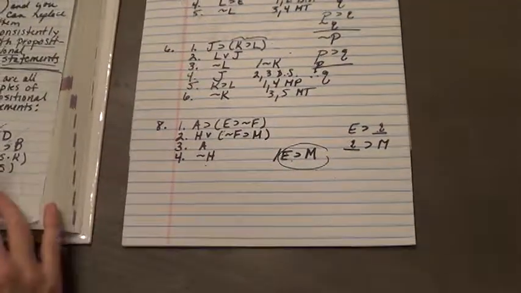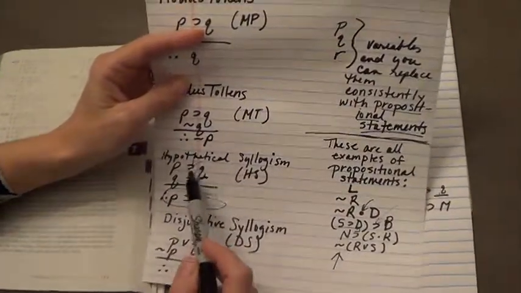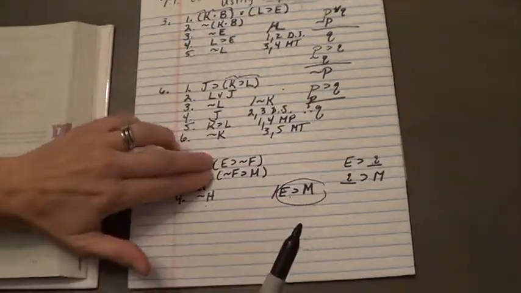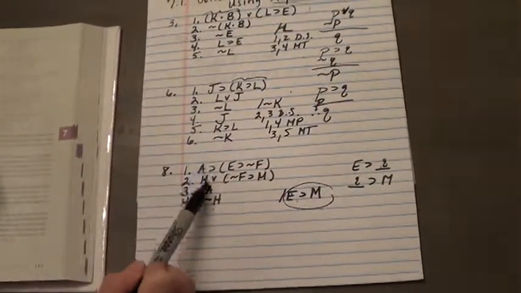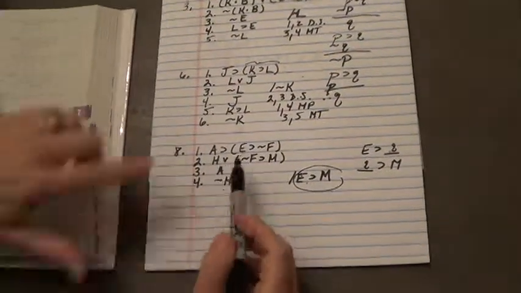But you can't do hypothetical syllogism on part of a statement. It only works when that horseshoe is the main operator. So the first thing you're going to have to do to get to these two conditionals is get them out of this conditional and this disjunction. So let's work on the first one.